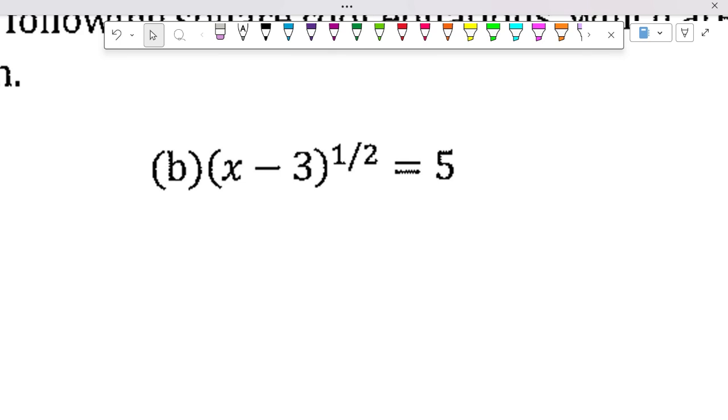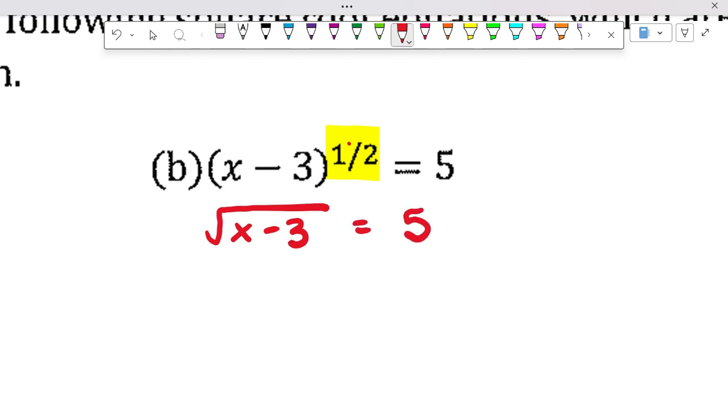Anything raised to the 1/2 power is the same thing as doing what? Taking a square root. Thank you. So, anything raised to the 1/2 power, remember, it's the same thing as taking a square root. So, the very first thing you should do is rewrite this exponent as a root. Since it's raised to the x minus 3, that means the x minus 3 is under the square root. You've got to know that anything raised to the 1/2 power is a square root. That's why we did a good chunk of those yesterday.